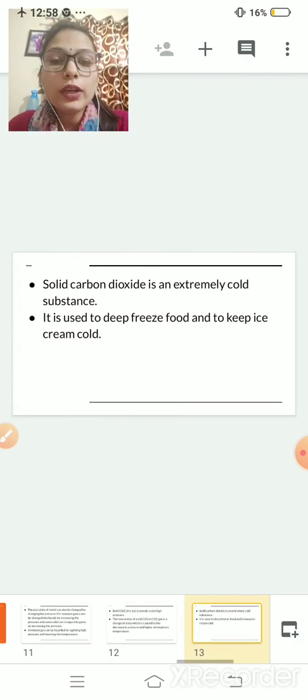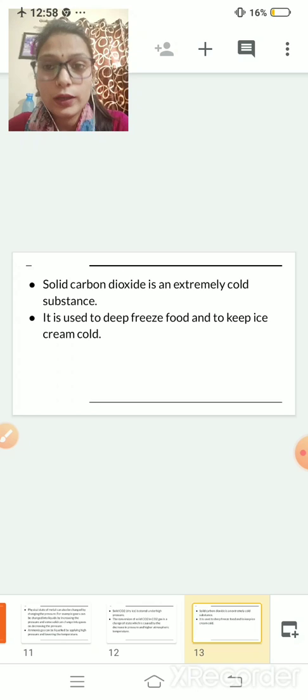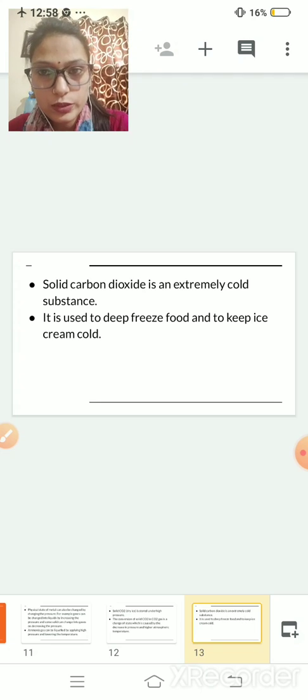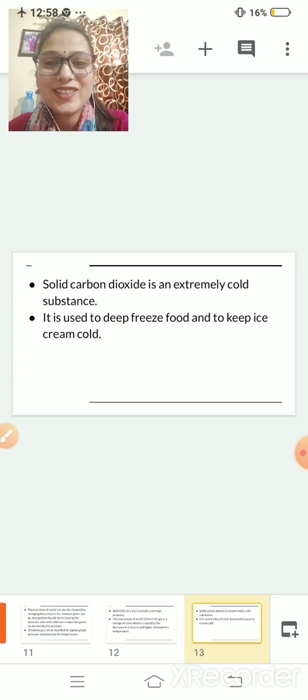Now, solid carbon dioxide is extremely cold. That gas is very cold, and it is used as a deep freezer for food and to make ice cream cold. You love ice creams?